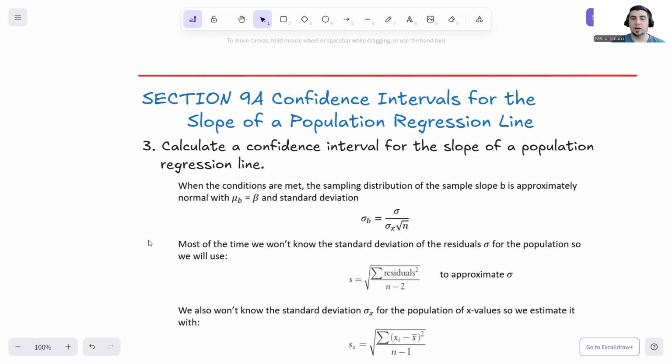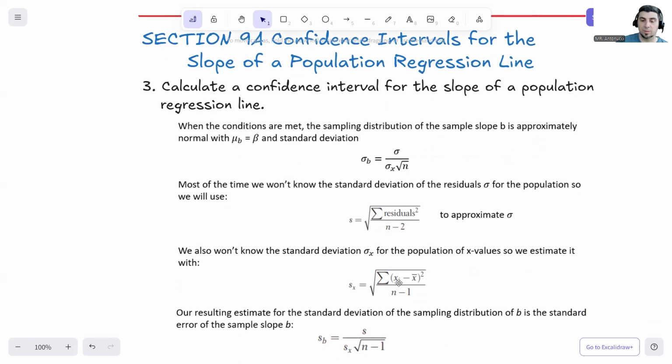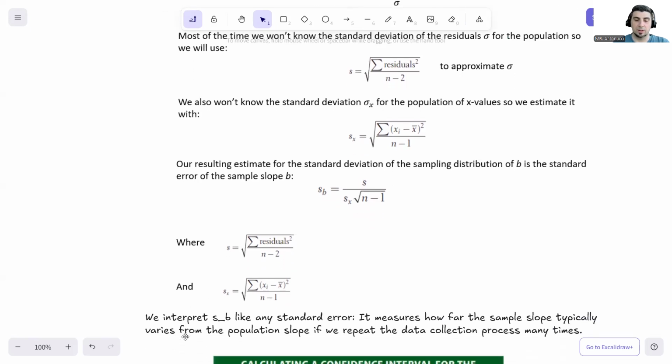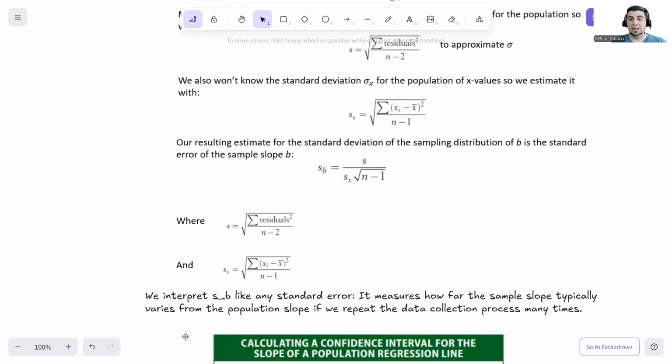Most of the time, we won't know the standard deviation of the residuals for the population, so we'll use this formula to approximate it. We also won't know the standard deviation for the population of x values, so we estimate it with this formula. So our resulting estimate for the standard deviation of the sampling distribution of b is the standard error of the sample slope b, which is given by this formula, where s is this and s sub x is given by this formula. So we interpret s sub b like any standard error.